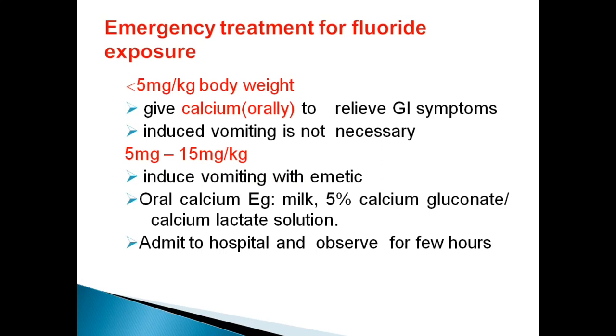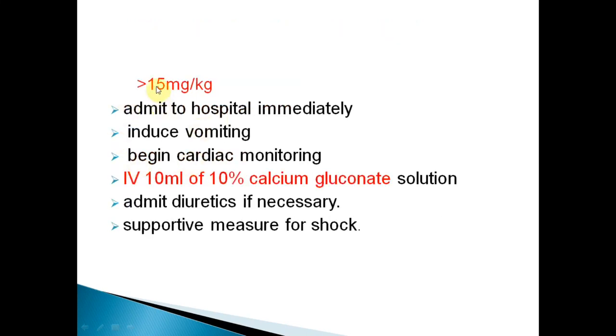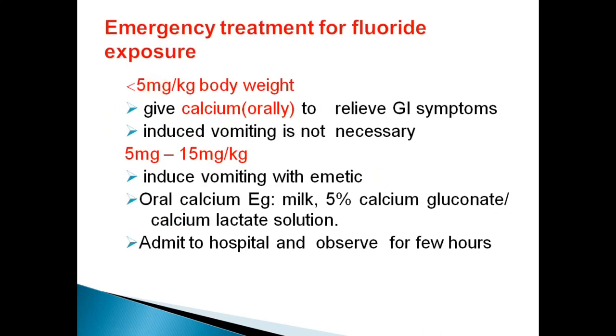If a person has 100 kg weight, this is 0.5 gram, and this is 0.5 to 1.5 gram, and this is more than 1.5 gram. So we need to understand the amount consumed. This is just per kilogram body weight. I am explaining about a person who is 100 kg. If the person has around 70 or 80 kg, it will be somewhere here, 0.4 grams or something like that.